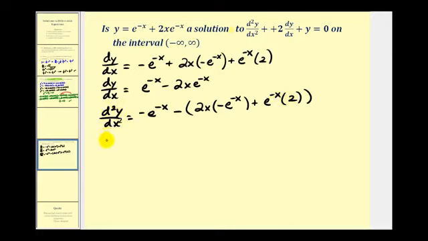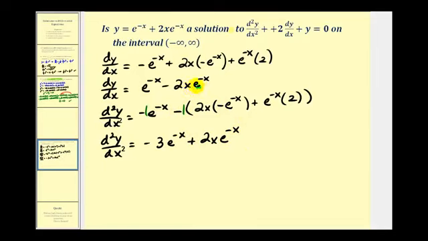Let's go ahead and clean this up. Notice here if we distributed negative 1 here, we're going to have negative 2 e to the negative x. Here's a negative 1 e to the negative x. So we have negative 3 e to the negative x. And then this product here is going to be a positive, so plus 2x e to the negative x.